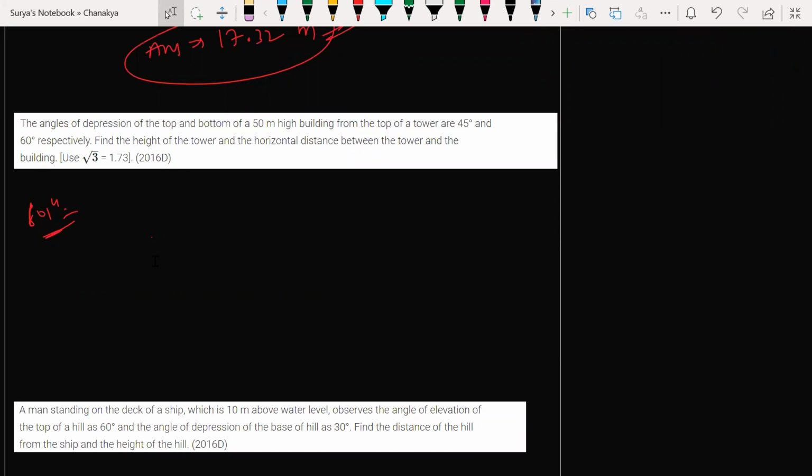Sir, is the distance between the tower and the building 68.3 meters? 68.25. Yes, sir. Height of the tower is what? Height of the tower is 50 plus 68, so 118.35. Yes.